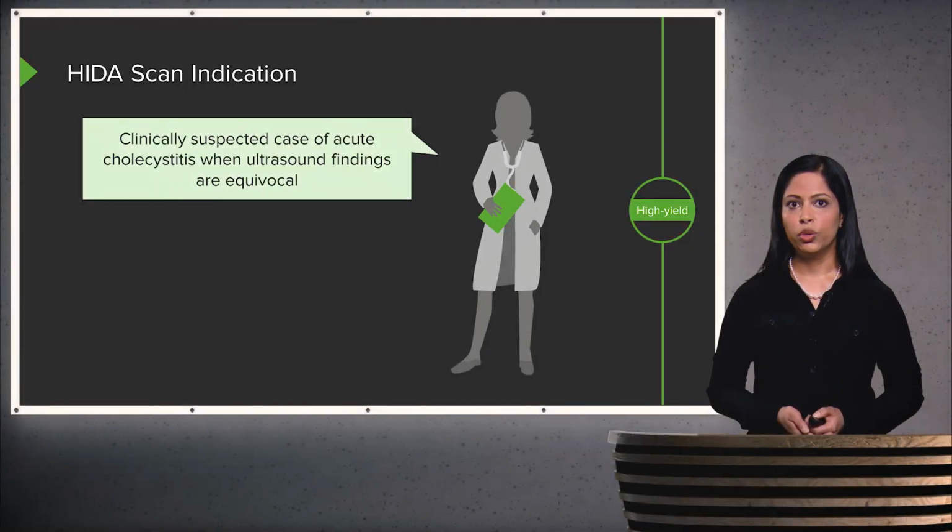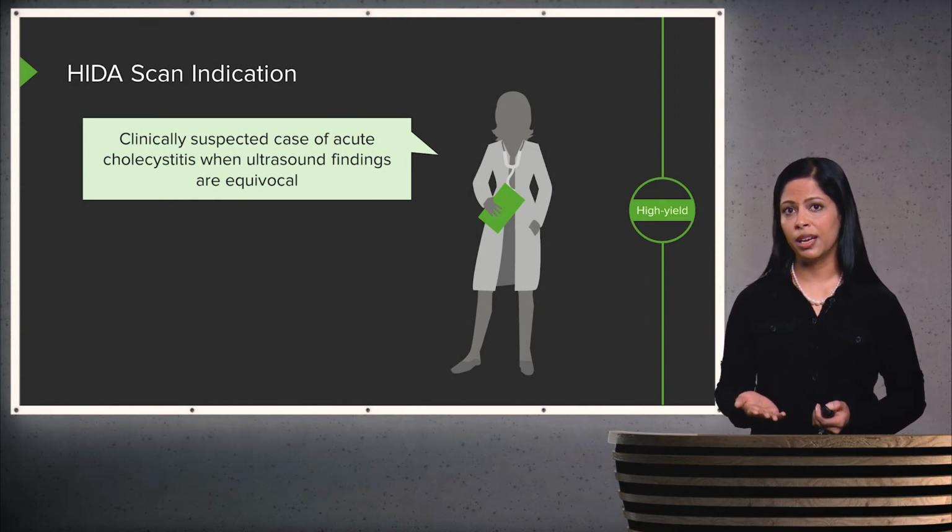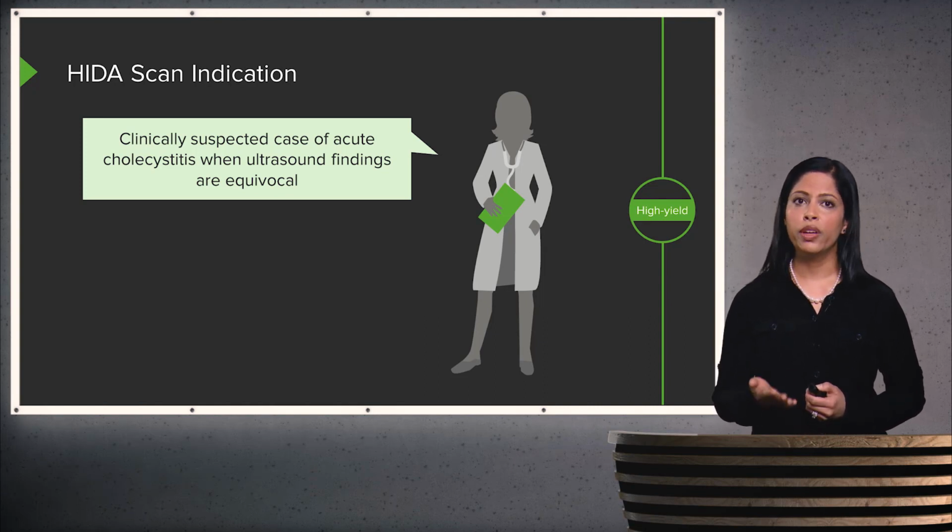So a HIDA scan is used when there is a clinically suspected case of acute cholecystitis, but the ultrasound findings are equivocal. So if a patient comes in with right upper quadrant pain and you're suspecting an acute cholecystitis, the first examination that's performed is an ultrasound. However, if the findings from the ultrasound are equivocal, we then move on to performing a HIDA scan, and that gives us a better answer as to what may be going on.